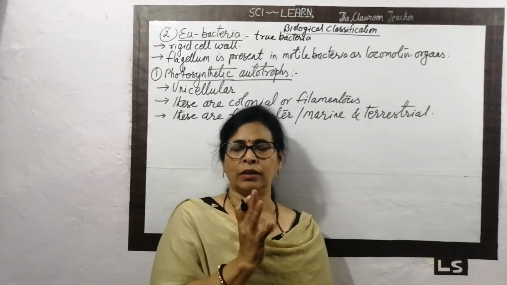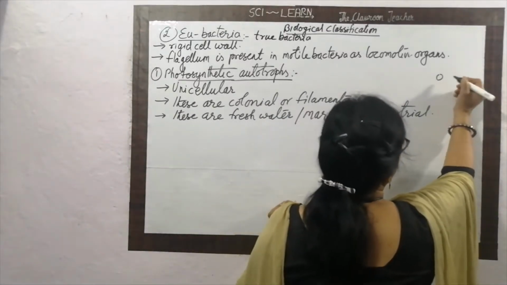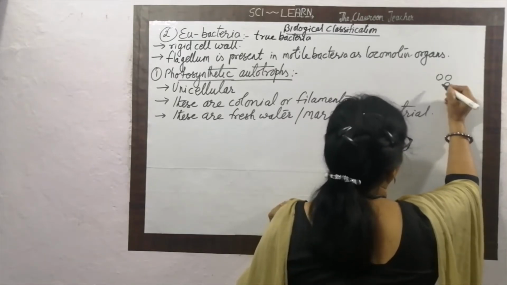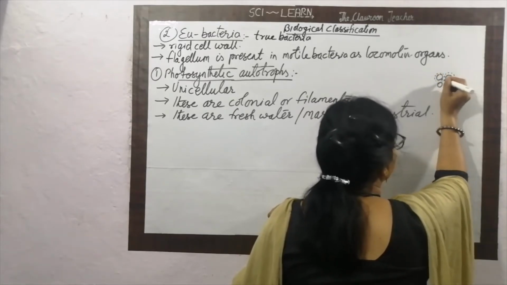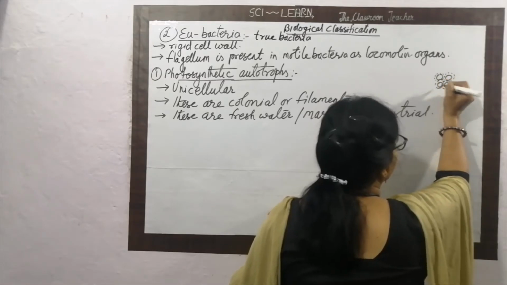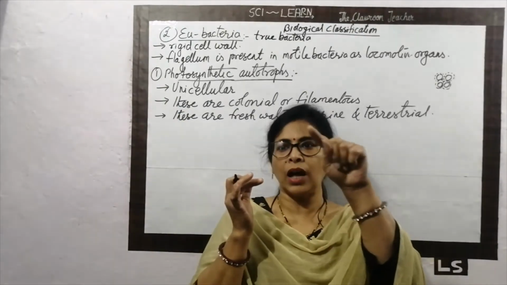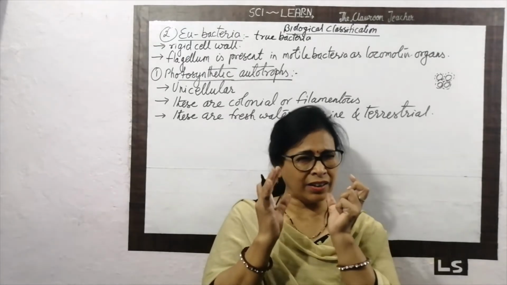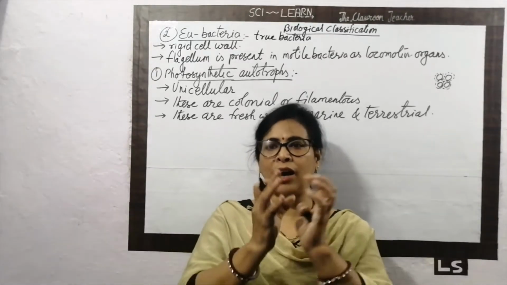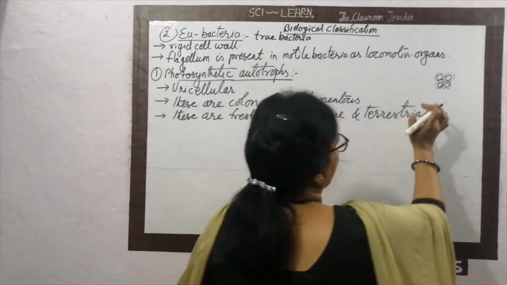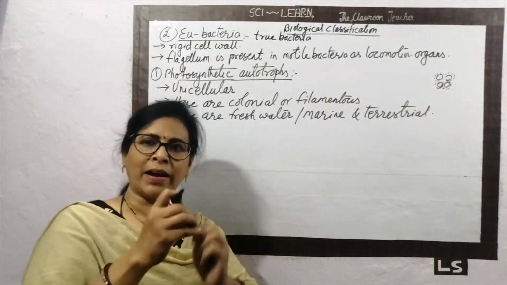If they are in a colony, they form one gelatinous sheet. Suppose this is one bacteria, this is another bacteria, this is one more bacteria. When they live in the colony, they form one gelatinous structure around their cell wall, around their outer membrane. In the water, they look like a large mass of gelatin. All the sheets combine together and form one bigger gelatin bag or sheet in which all the bacteria are placed.